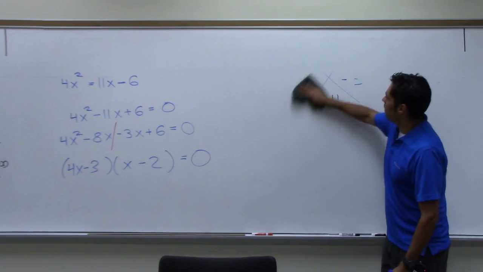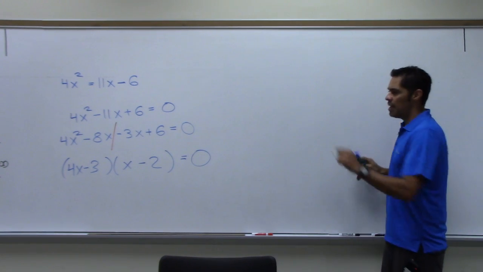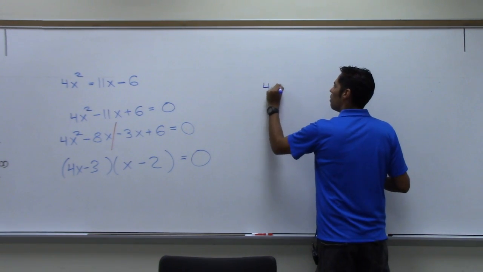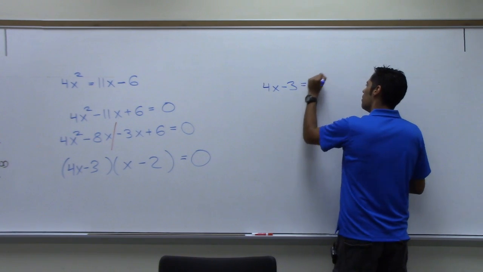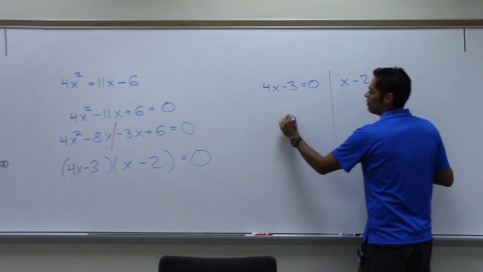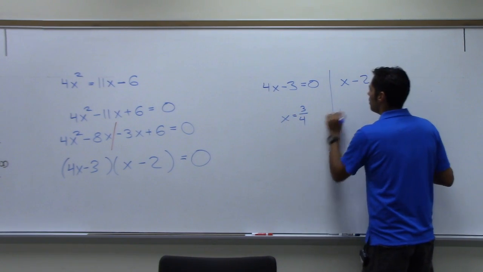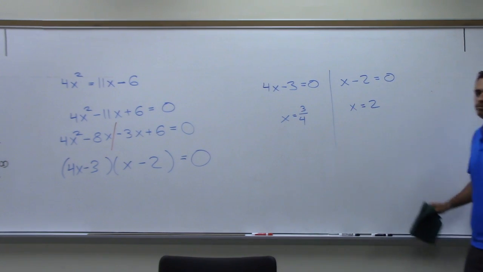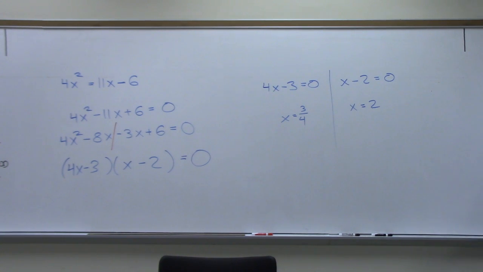So what do I do at this point? Set each of them equal to 0. So 4x minus 3 equals 0, and then x minus 2 is 0. Solving each of these, 3/4 and 2. So it's either 3/4 or 2.